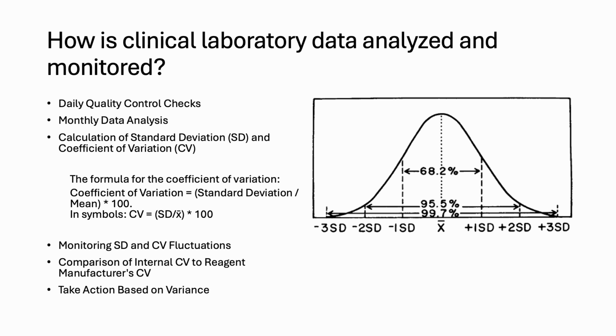Monitoring SD and CV fluctuation. Track changes in SD and CV over time. Stable SD and CV values are indicative of a stable process.